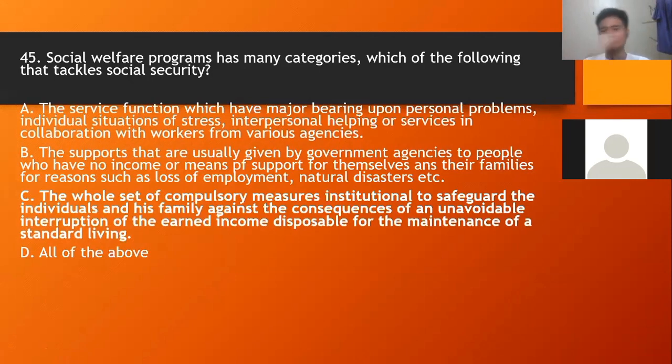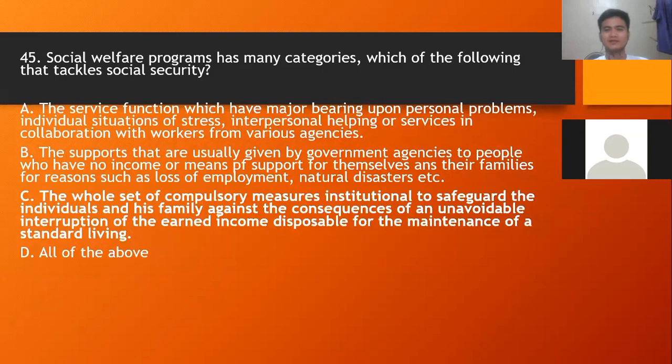Okay? 45. Social welfare programs has many categories. Which of the following that tackles social security? Letter C, Orange Book, page 4. That's correct. Letter A, what's letter A pala? It is personal social services. Letter B, supports that usually given by the government, that is public assistance. Letter C, it is social security. Okay, that's correct. Letter C. Nasa page 4 daw sa Orange Book.